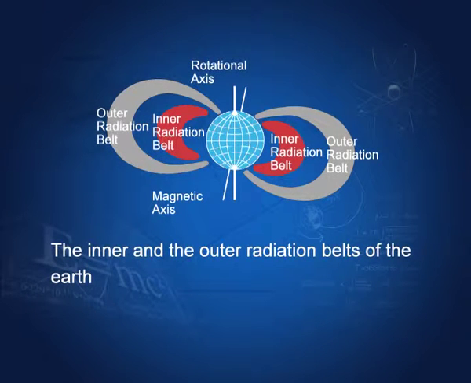This picture is from Montana University. Here are the two belts. This red one is called the inner belt and this gray one is called the outer belt. So, we have two belts, the inner belt and the outer belt, and incidentally we also show the axis of rotation of the earth and the magnetic axis of the earth, just to familiarize you with this kind of thing.